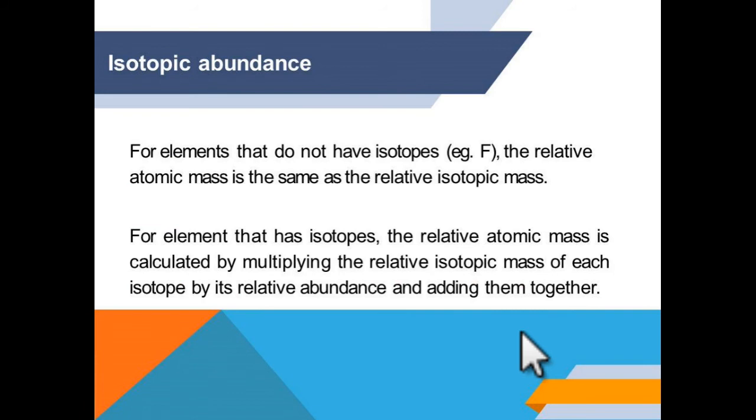So we slowly go into this. We take another example, isotopic abundance mass for elements that do not have isotopes. Yes, most of the elements have isotopes, but some elements don't have any isotope, such as fluorine. The relative atomic mass is the same as the relative isotopic mass because it doesn't have any. Therefore, in our environment, we find fluorine exists as the only one, at 100%. We depend on the mass.